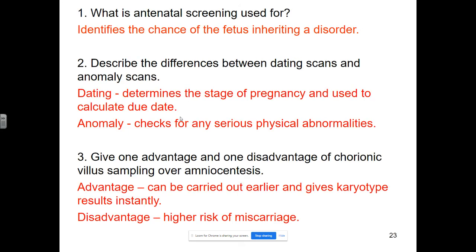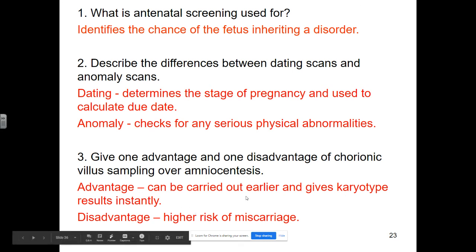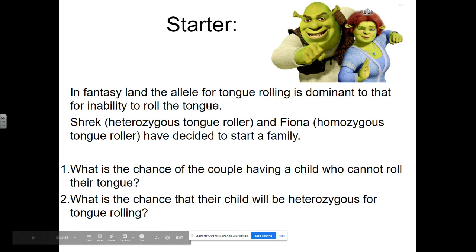Okay, so antenatal screening identifies the chance of a fetus inheriting a disorder. Describe the difference between dating and anomaly scans. Dating determines the stage of pregnancy and the due date, whereas anomaly is looking for a serious physical abnormality. And advantages and disadvantages of CVS over amnio: CVS can be carried out earlier, but there's a higher rate of miscarriage.